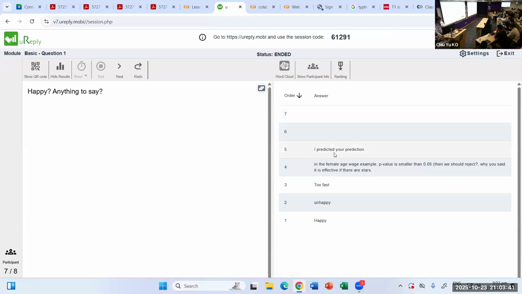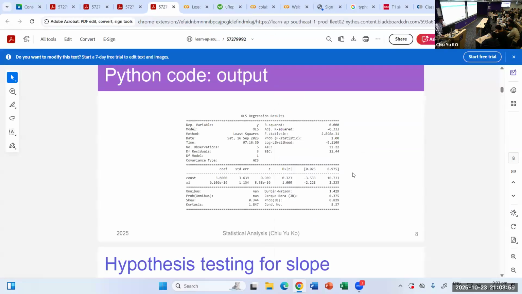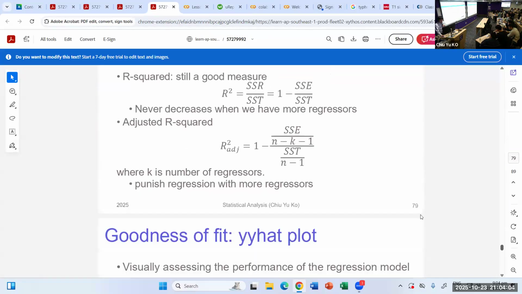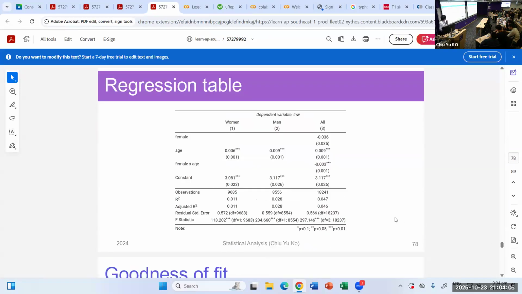So I predict a prediction. In the age example, P is smaller than 5%. So P smaller than 5% means that you will reject the null that the coefficient is 0. I suppose here we mean this regression, right? So we see this, you reject this from 0. This is okay. And this is not okay.